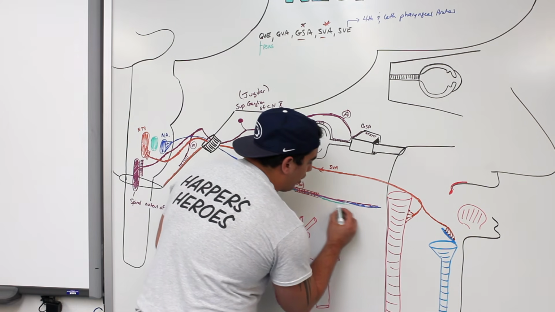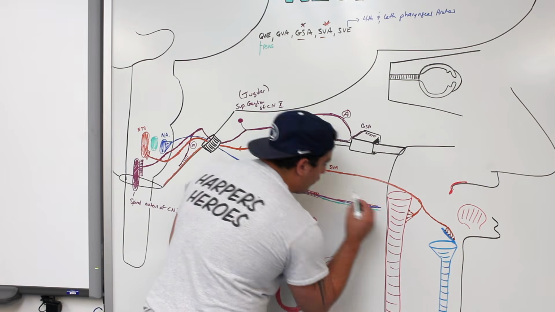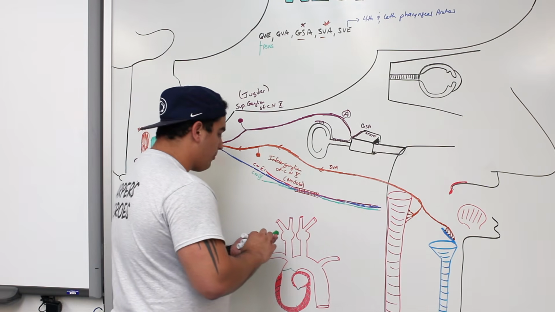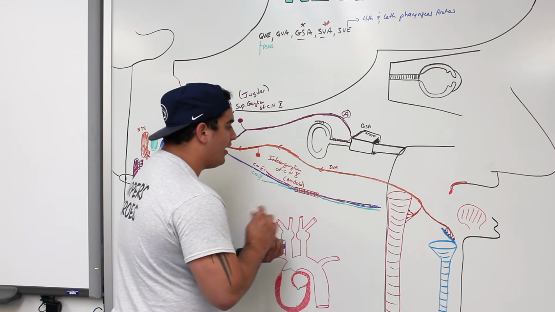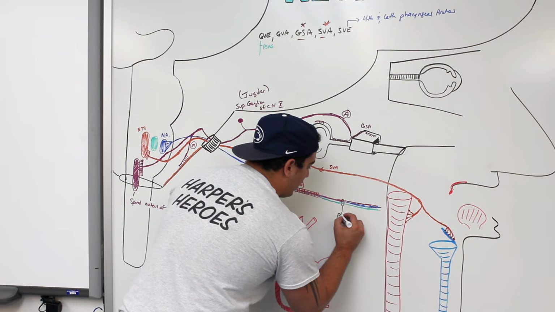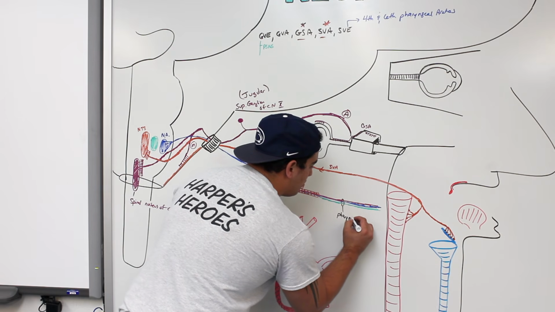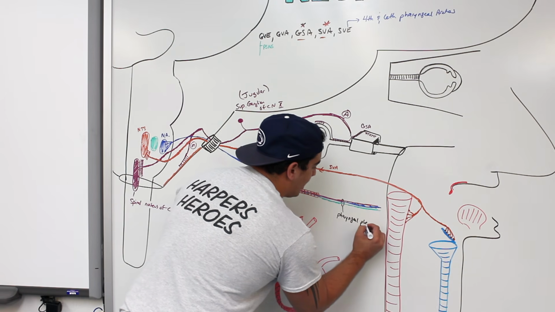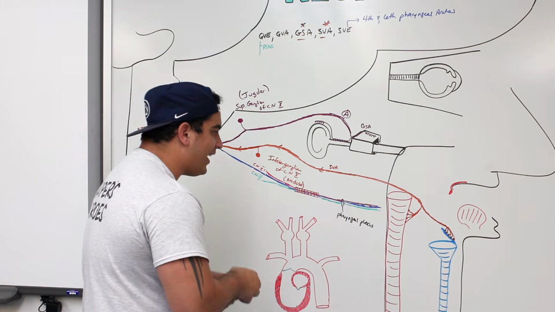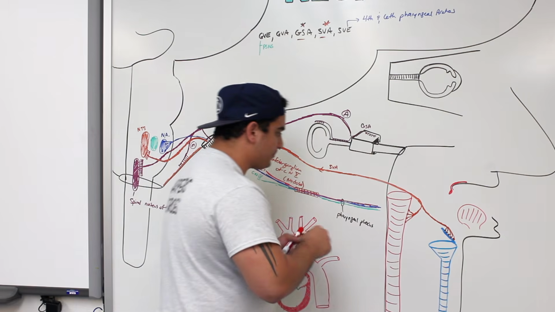The reason I'm mentioning all of these is these bad boys form a plexus. They also might even have a little bit of other fibers with them too. But all of this structure here is called the pharyngeal plexus. So what is this whole structure here called? It's called the pharyngeal plexus. Okay.